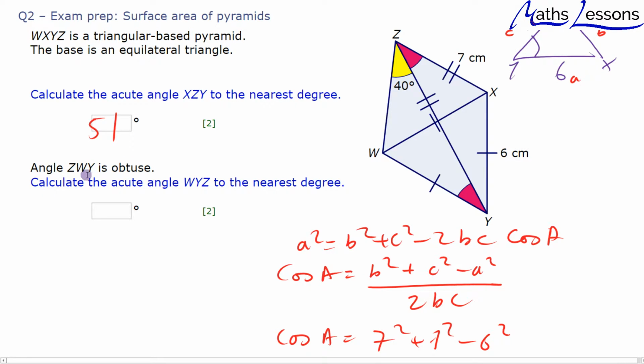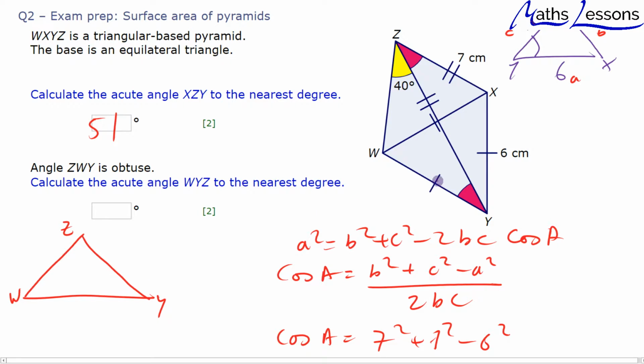Okay, angle ZWY is obtuse. Calculate the acute angle WYZ. So let's just start off looking at this picture. So we're going to put it down here, and I can work down underneath it. So I've got Z there, I've got W there, and I've got Y here.